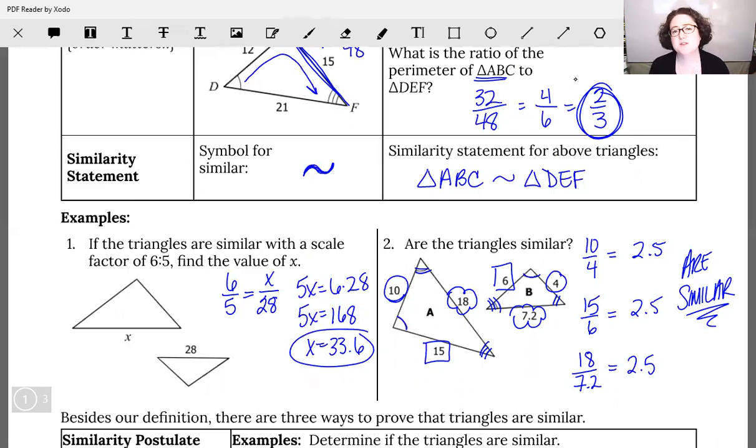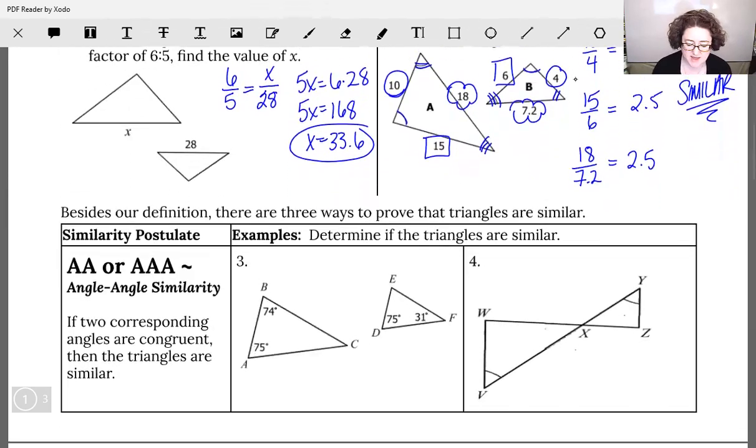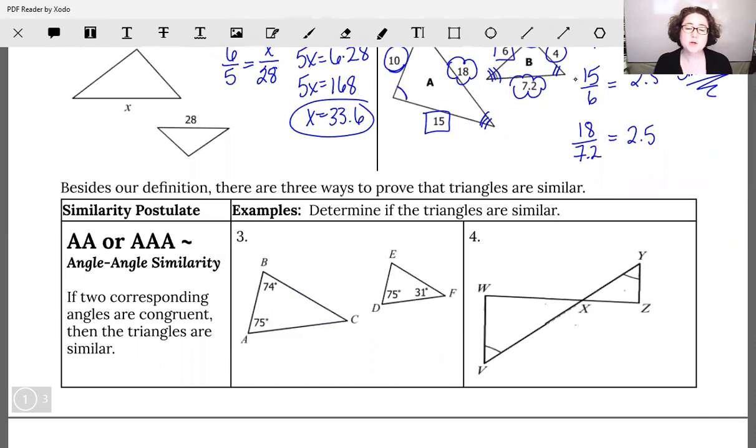Well, it's the same thing with similar triangles as well. There are 3 main postulates that we could use as a shortcut to prove these triangles similar. The first one is either AA or AAA, and you can use these interchangeably. But really this comes down to angle similarity.